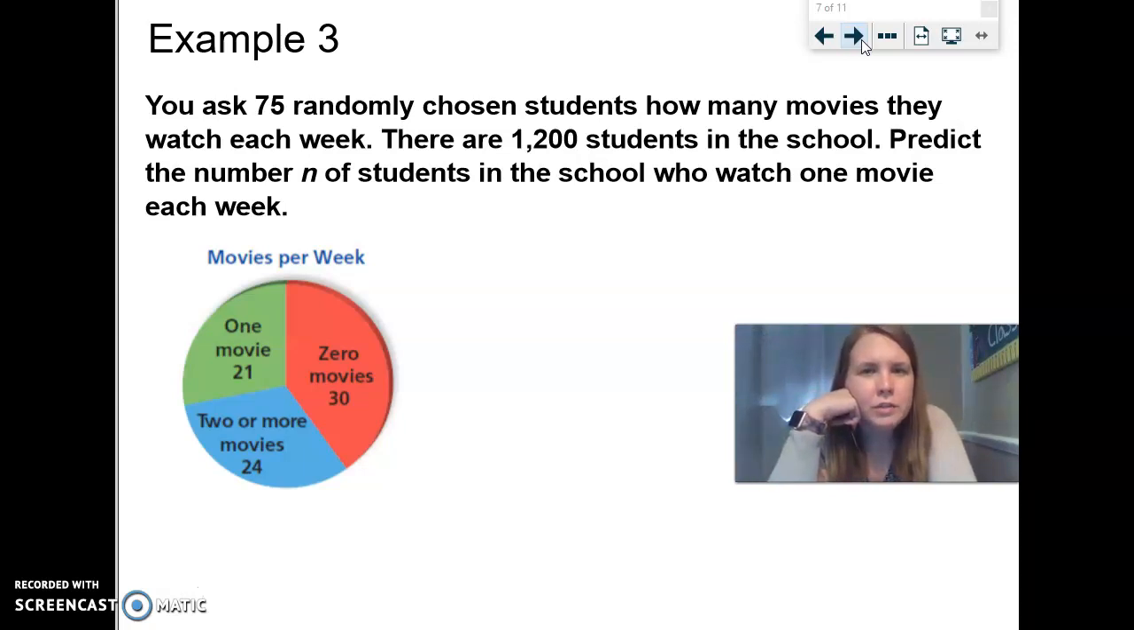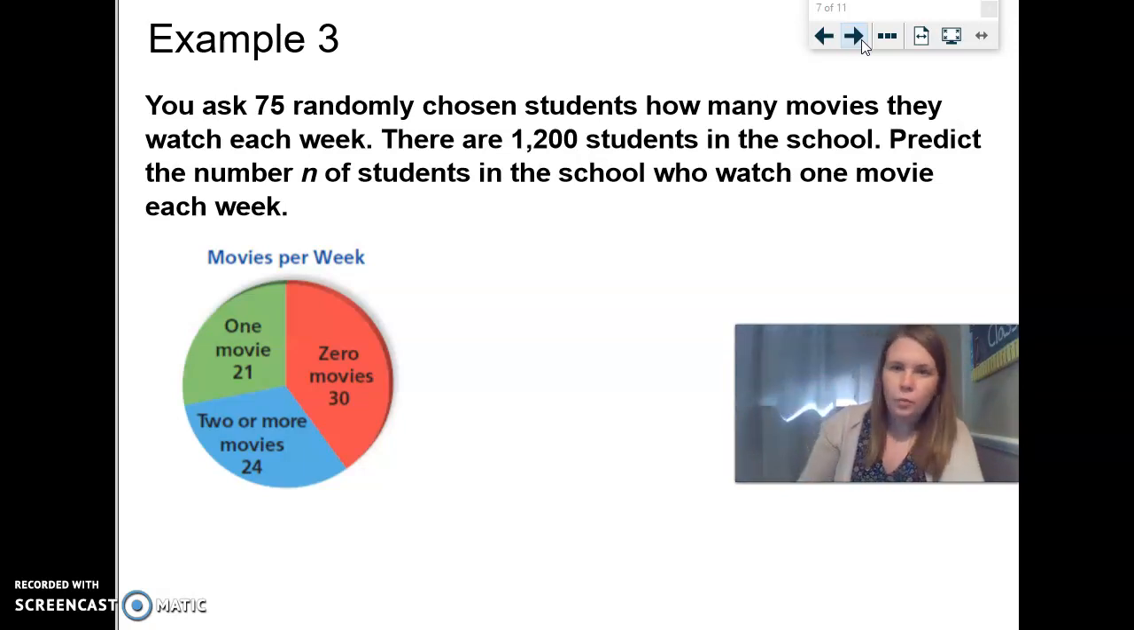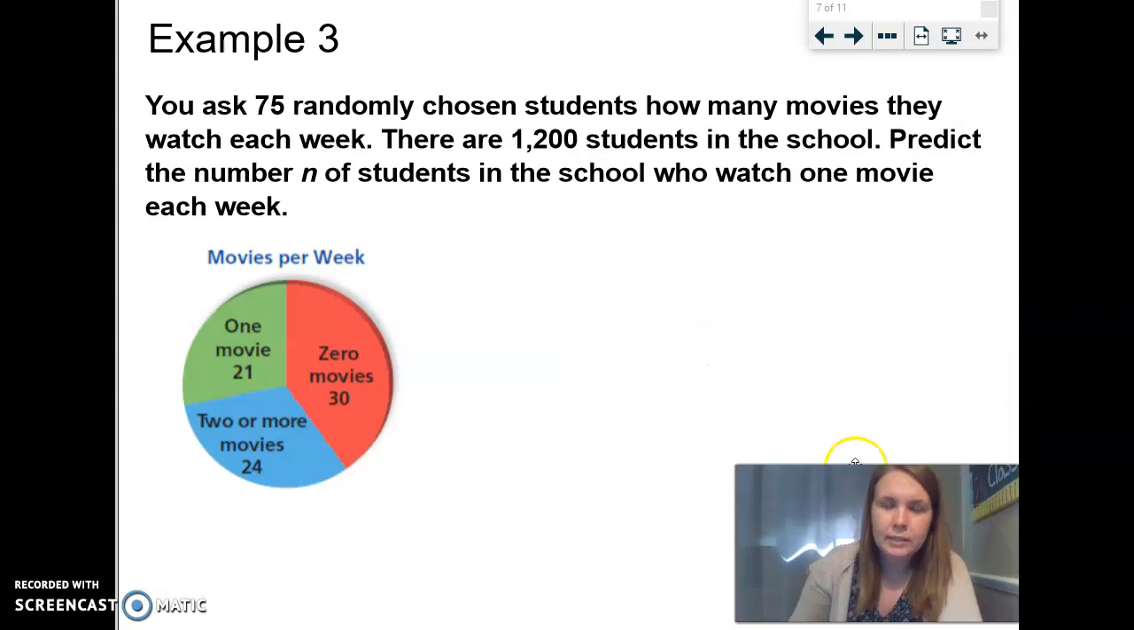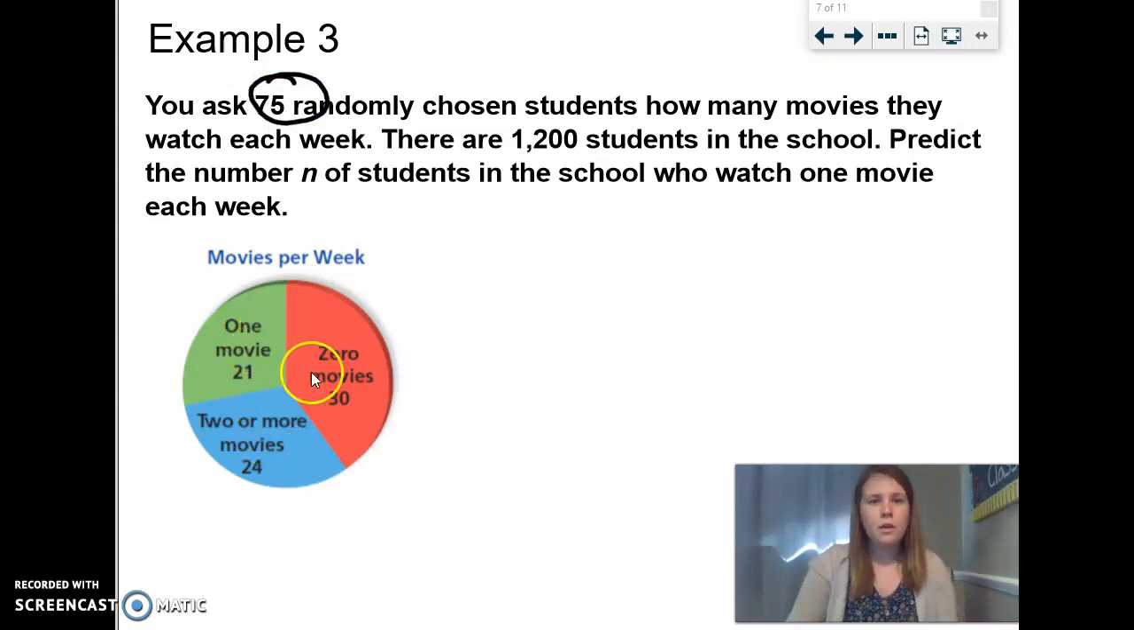There are 1,200 students in the school. Predict the number N of students in the school who watch one movie each week. Okay, so we have a sample size of 75 random students. We did a survey, an unbiased collection of data, with 75 random students that we chose, and these are the results. 21 of them say they watch one movie, 30 say they watch no movies, and 24 say they watch 2 or more movies. So we want to predict the number N of students in the school who watch one movie each week.